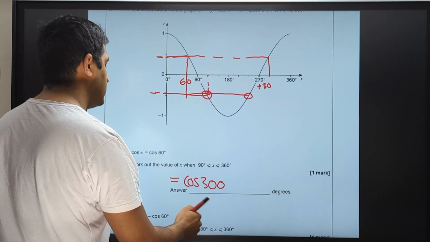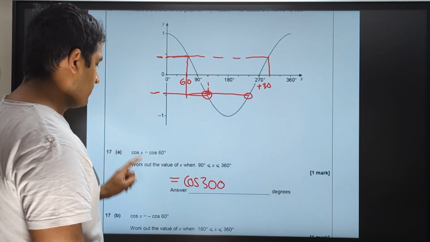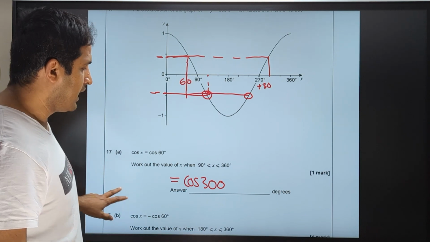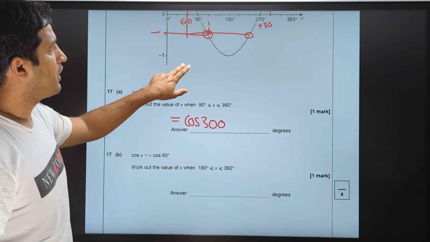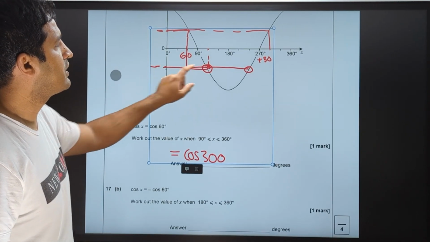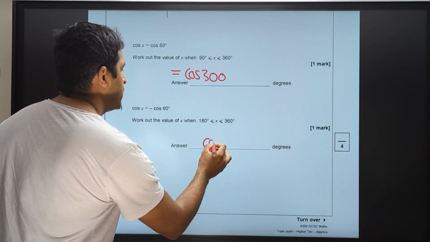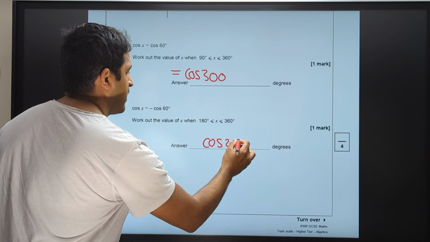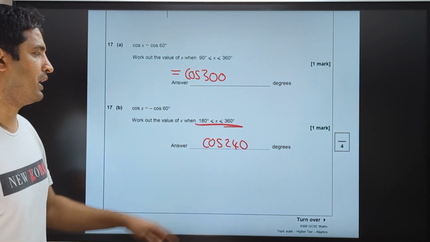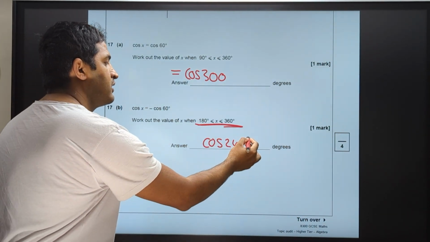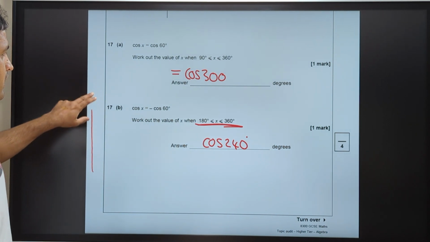30 degrees from 90, so 120. But we only want it between 180 and 360. So 180 and 360 would be just this number here, 30 degrees before that. So it would be cos of 240. So remember that's part of that. So cos 240 degrees is what we wanted for that.